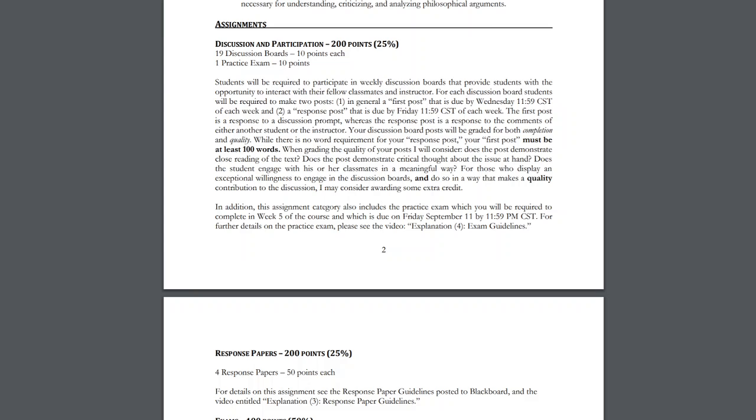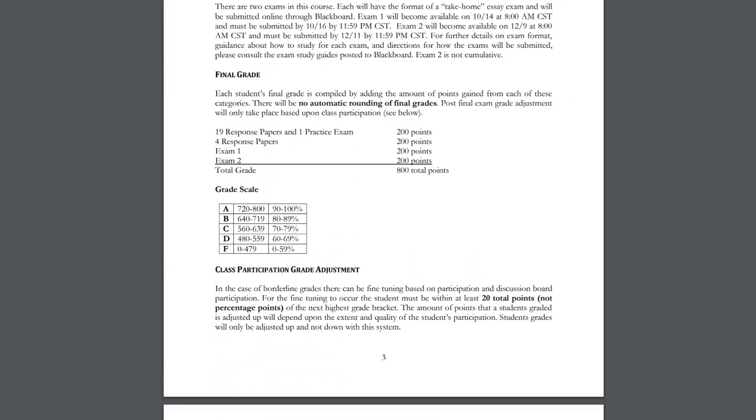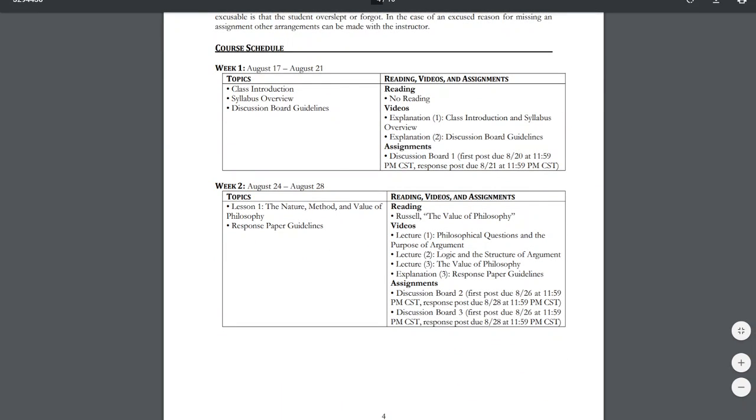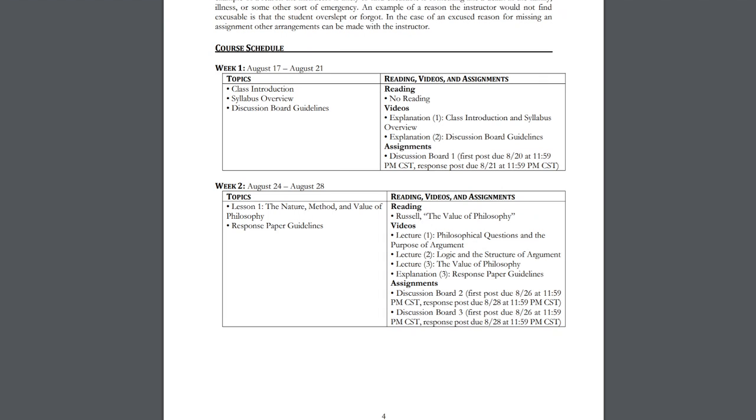Now, beyond that, the first thing you'll need to know is when are the discussion boards due? How many do I have to do per week? Where can I find this information? The best place to go is the course schedule on the syllabus. So if we scroll down, here's the course schedule. Here is week 1 where we are currently. And if you go down to assignments, you'll see that one discussion board assignment is due this week.